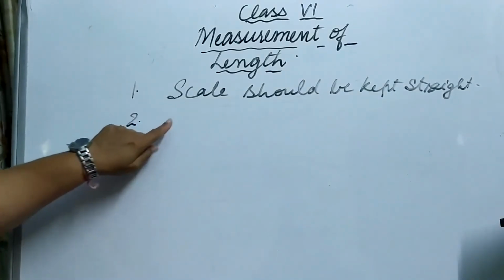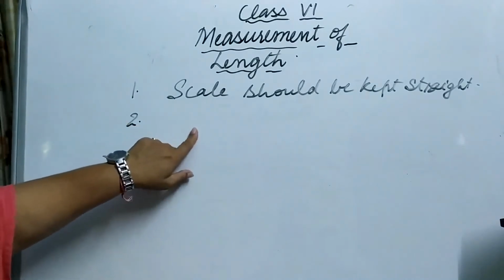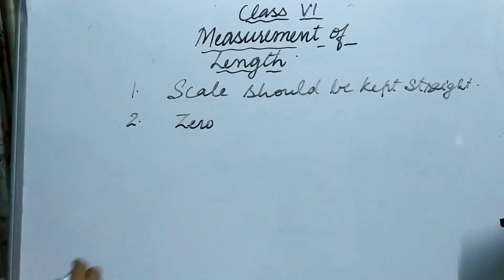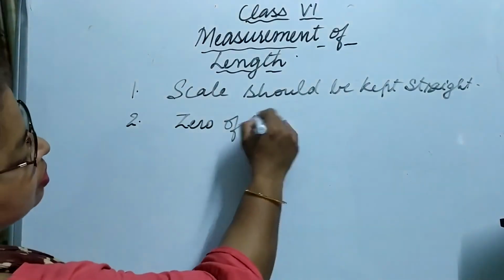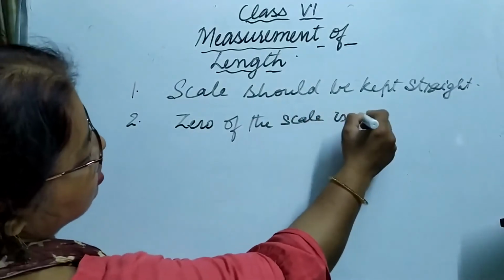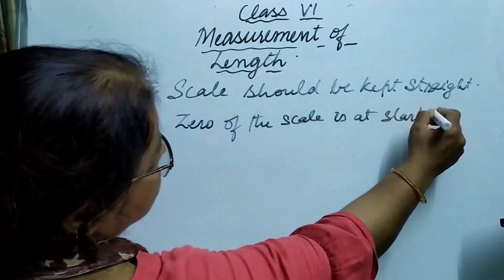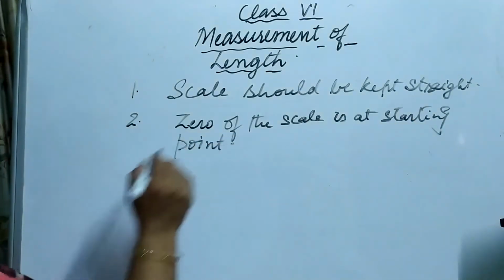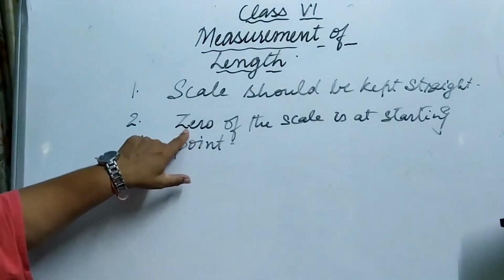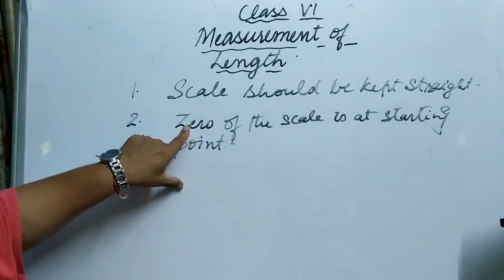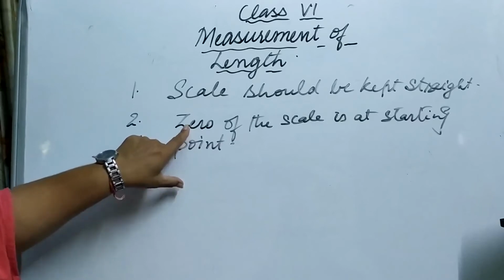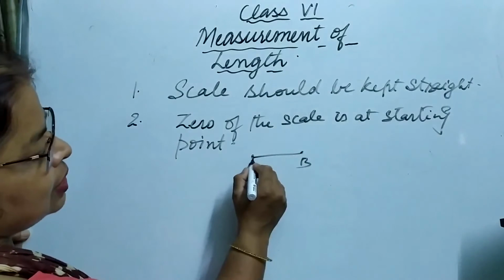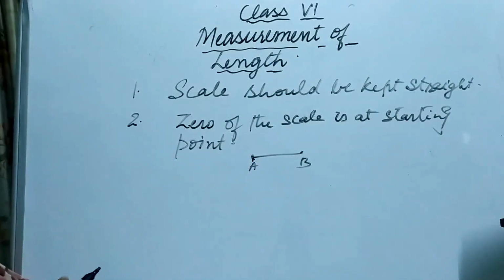Now, the second step is that the scale should be placed on the object in such a way that zero of the scale is at the starting point. You have to ensure that 0 is the starting point of the scale whenever we start measuring. Okay, for example, if we have to measure from here till here, this point should start with 0.